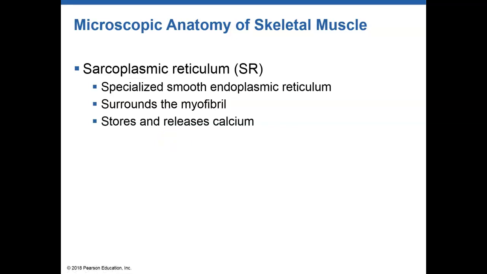Within a muscle fiber, attached to the sarcolemma is a specialized smooth endoplasmic reticulum called the sarcoplasmic reticulum. This sarcoplasmic reticulum actually stores and releases calcium when stimulated. And we need calcium for muscle contractions.